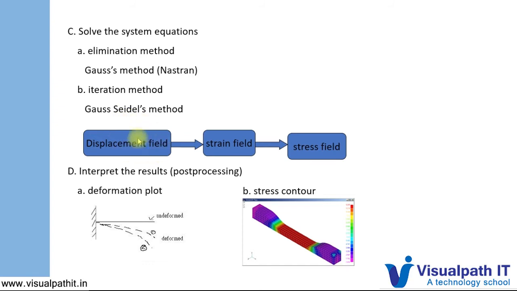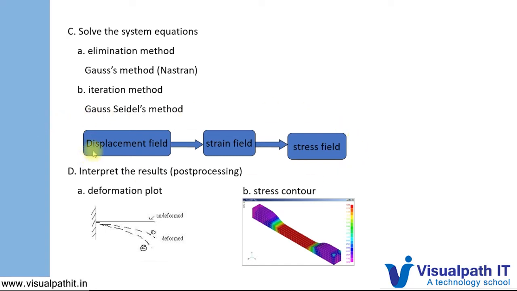From these field equations, everybody knows the differential of displacement with respect to x or y, our partial differential equations. When we solve the displacement field, we will get a strain field. And when we take a partial differential of this strain field, we will get a stress field. So we get displacement, strain, and stresses. These are what we generally take as the output of a finite element structural analysis.